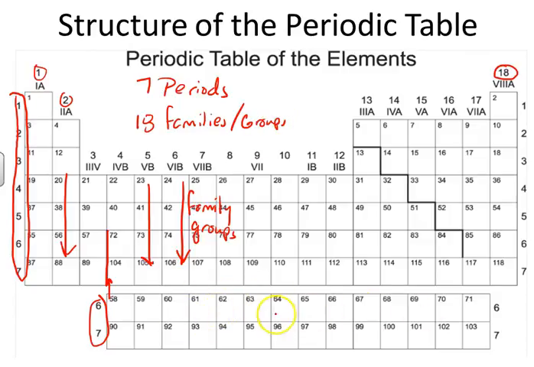The F block down here does not have family numbers. They fit into this area and they actually slide all of the families over. So these are not assigned families.